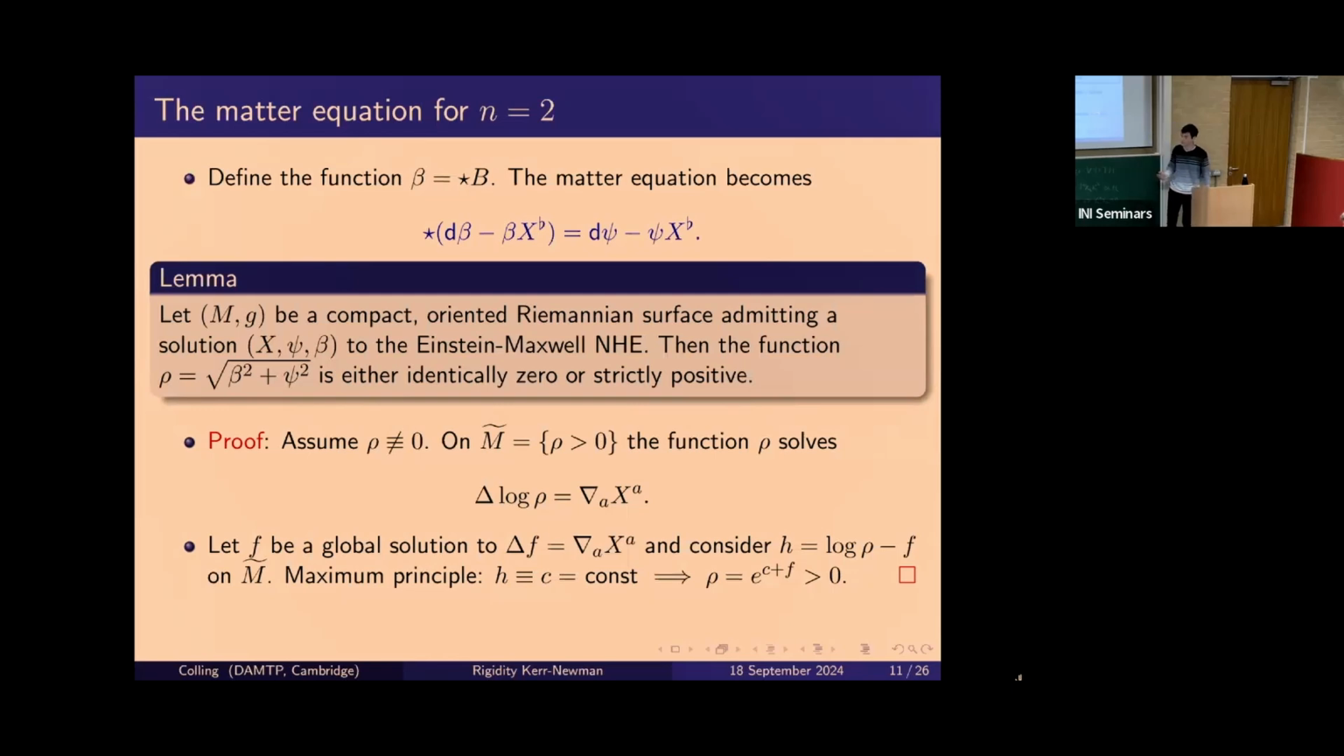I should mention that there is an alternative proof in the following paper, where they also looked at equations of this form. And they showed that the complex-valued function beta plus i psi cannot have zeros.